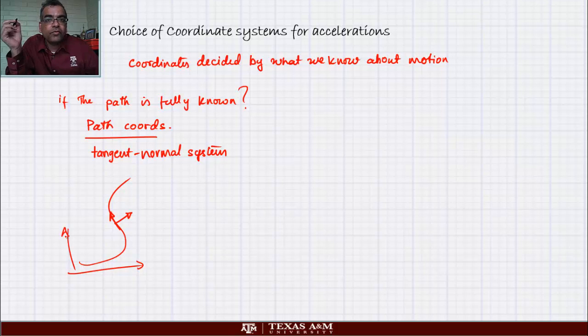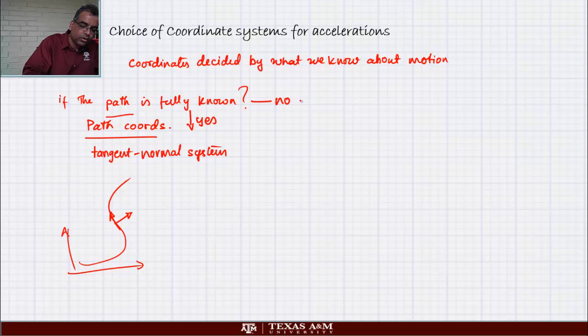That's how it is. If you call somebody on the cell phone, you're not going to say I am 30 degrees east and 45 degrees north of where you are. You're going to say, okay, I am 30 miles along highway 6 or something like that, right? So path coordinates are very convenient if your path is fully known. So this is yes, and this is no, we don't know the path.